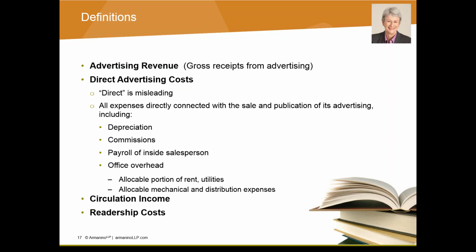But then they go on to say you can take an allocable portion of office overhead, you know, rent, utilities, and then allocable mechanical and distribution expenses. So if you are actually distributing a newsletter or magazine, you're going to have distribution and printing expenses, and some of that will be attributable to the advertising. And the IRS actually does suggest that it's a matter of lines, right? How many lines in the advertising, and how many lines in the publication in general, and you just allocate based on that ratio. And the next slide, please.